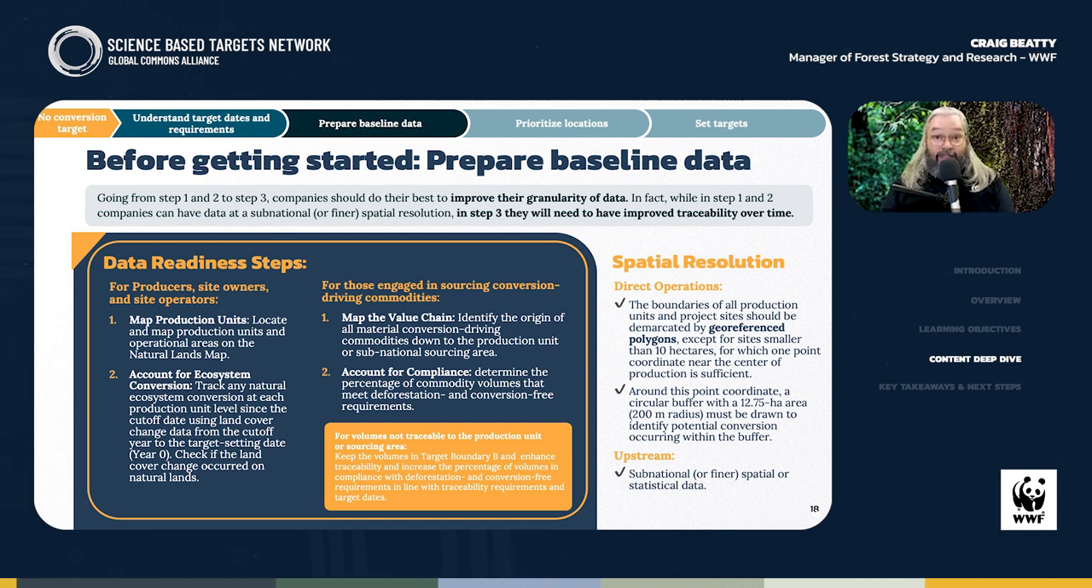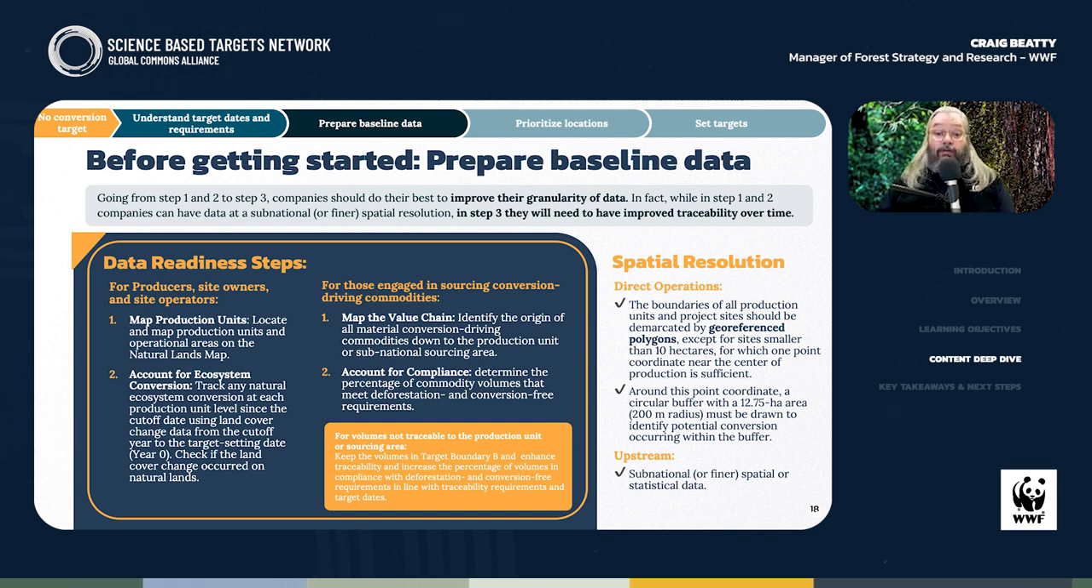Second, they must locate these sites within the natural lands map. Third, they track any natural ecosystem conversion at each production unit level since the cutoff date, using land use, land cover change data from the cutoff year to the target setting date, year 0. They check if land cover change occurred on natural lands. And finally, they establish a no conversion target for all production units and operational areas.